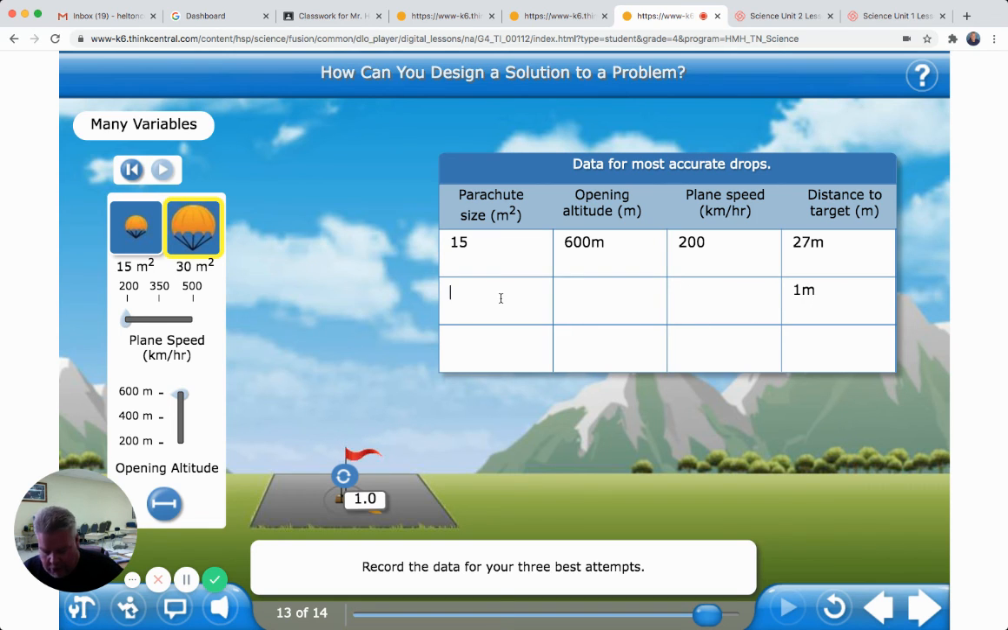We used a 30 size parachute. We were at 600 meters and the plane speed was 200. I wonder if we went just a little bit faster, if it would bring it on over right on top of that flag. Do you think we can get any closer? I don't know if we can get any closer than that, but let's take it at like 250. And let's see, that would be right there. So the only thing we're changing is we're speeding the plane up by 50 kilometers an hour. See what happens.